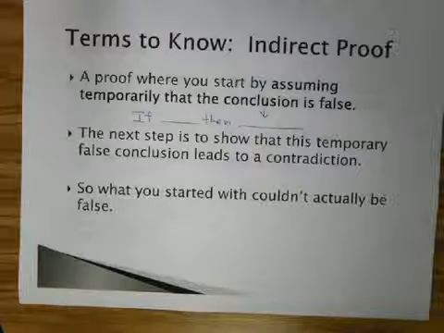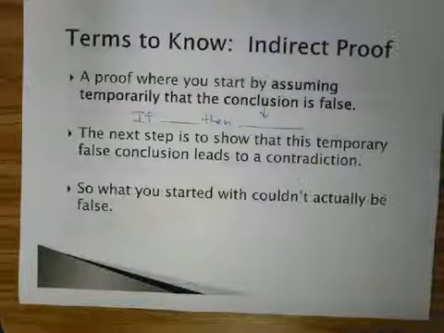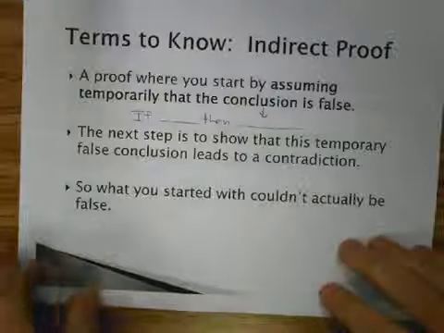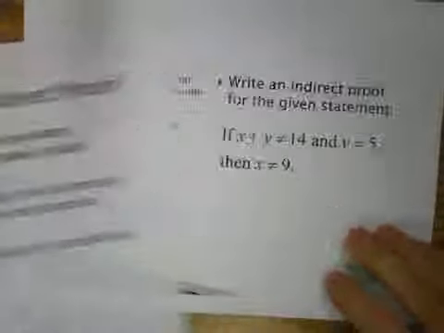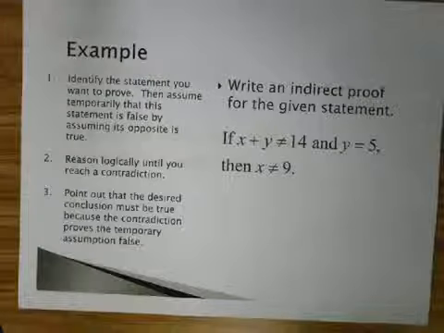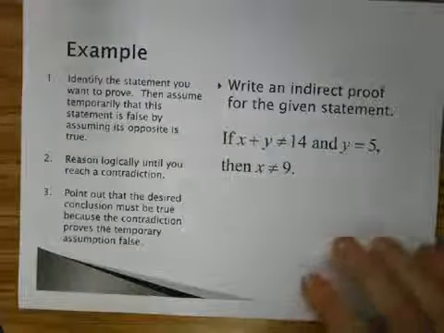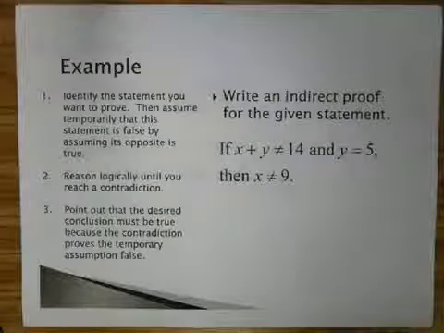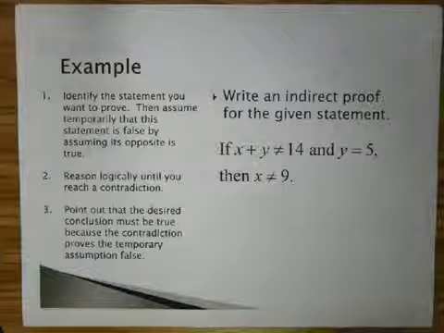The conclusion is what follows the "then." So we're going to assume that's false first. The next step is to show that this temporarily false conclusion leads to a contradiction. So something, oh, it doesn't work, here's why. So we have to find some way it fails. And by showing that contradiction, what we started with assuming in the beginning can't actually be false. So that's the quick version of what we're doing.